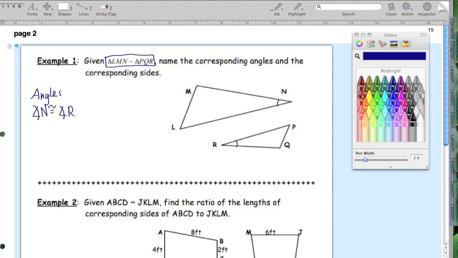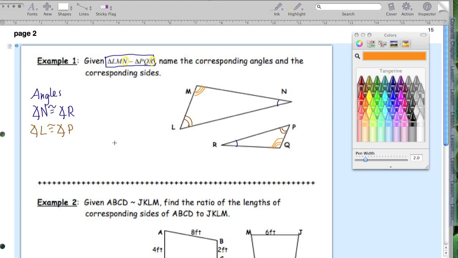And I want you to look up here. Angle N is the last letter, and angle R is the last letter. And that's really how it's going to work. So I could say L and P, and if I look at my picture, L is right here, P is right here. These are the corresponding angles, and they also work. So L is congruent to angle P. And then the middle one is M and Q, and that's M right here and Q.